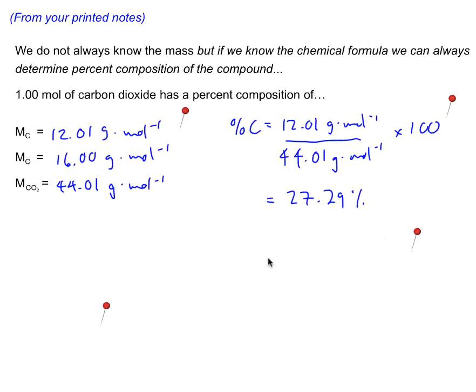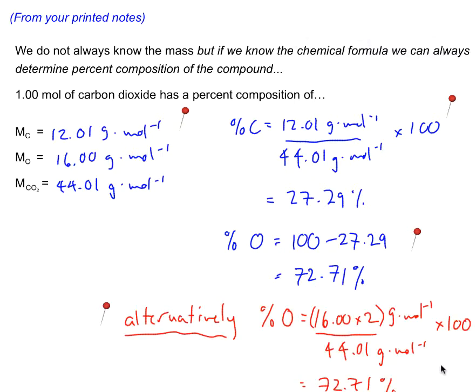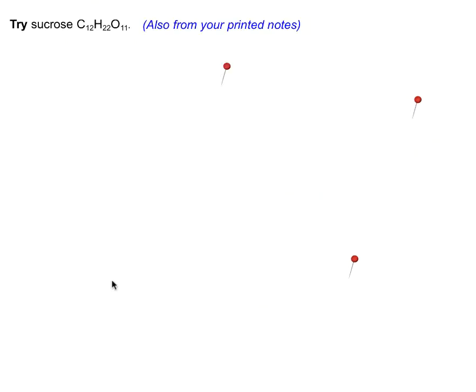The percent oxygen then is going to be 100 minus 27.29%, or 72.71%. Alternatively, you could calculate it this way, which is simply by doing the same thing we do with carbon. But remember, it's 2 times oxygen because there are 2 oxygen atoms in carbon dioxide. And when we do it that way, we get the same answer, 72.71%, which we should get.